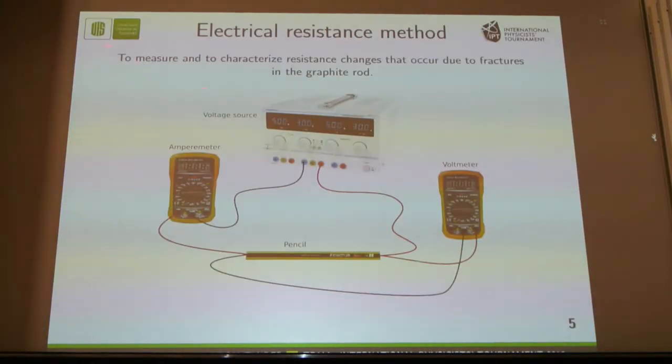This method is called the electrical resistance method, and as we know, graphite is an electrical conductor, so the method is about measuring the resistance before and after the pencil has been dropped. If we find any difference in the resistance measurements, it means that the internal structure of the graphite has been damaged.